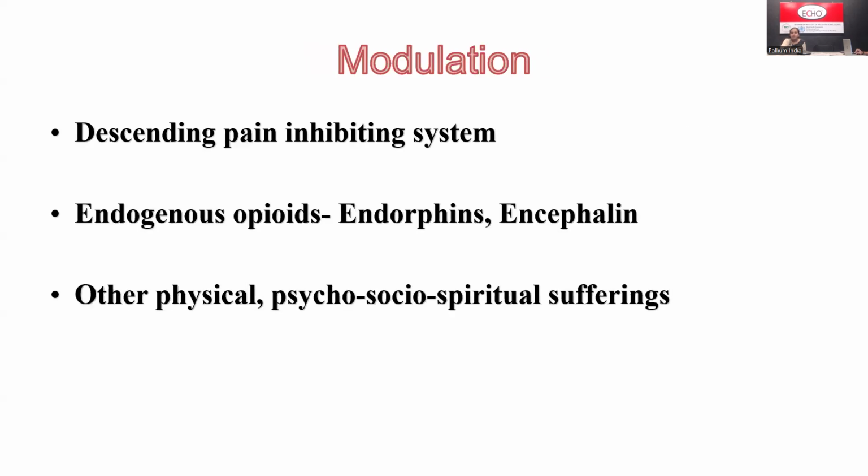modulation. Modulation means the pain can be modulated at certain levels, which is done by the descending pain inhibiting system through the endogenous opioids like endorphins, enkephalins, and others. The physical, psychosocial, and spiritual factors also influence the pain. Okay, so the pain can be modulated. Next.